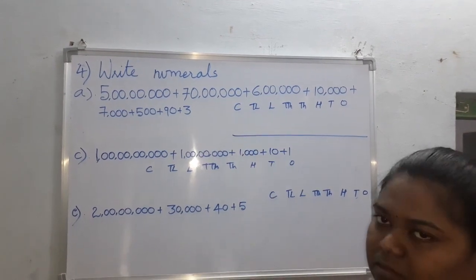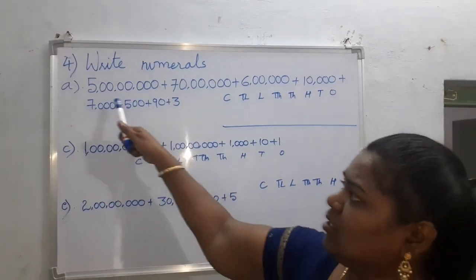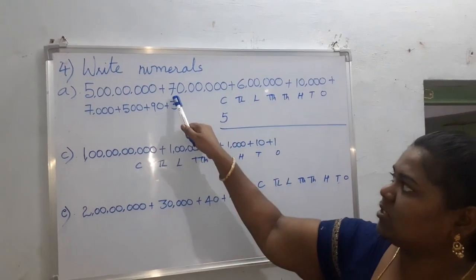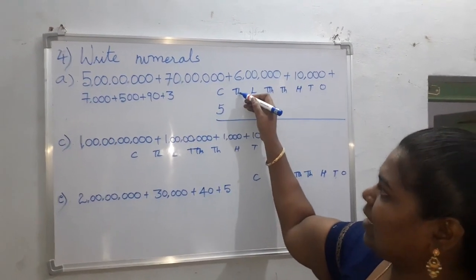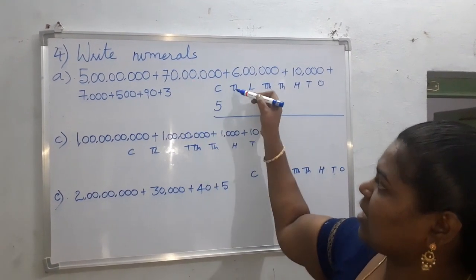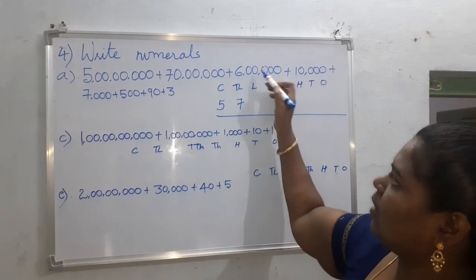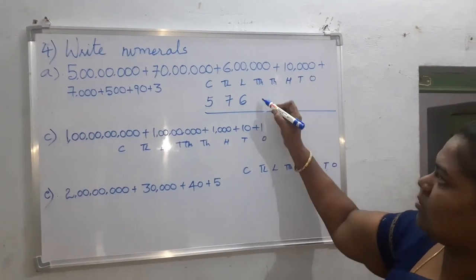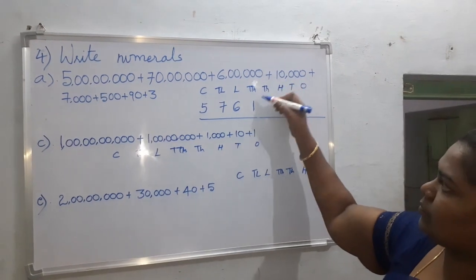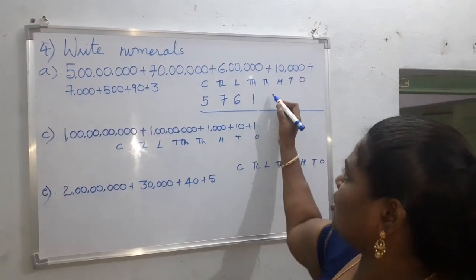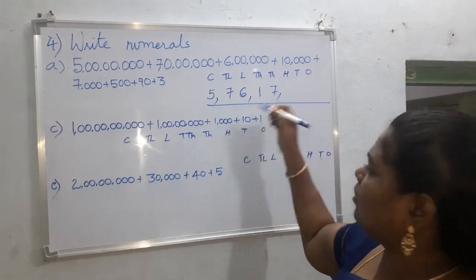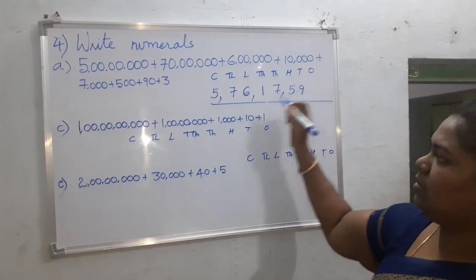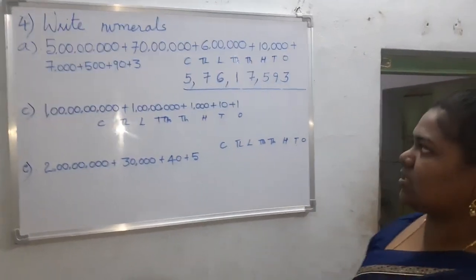So you have to put it in the exact position, in the place value chart. So 5 is in crores place. So in crores place, just place only 5. Next, 70 lakhs. So in 10 lakhs place, just put 7. 6 lakhs. Lakhs place, put 6. 10,000. In 10,000's place, 1. 7,000. Thousands place, 7. 500. Hundreds place, 5. 90. Tens place, 9. 3. Single digit 3. So in ones place, 3.